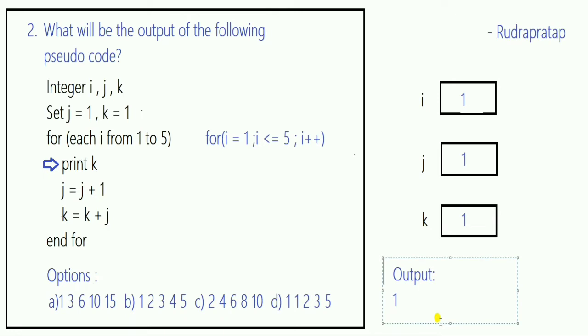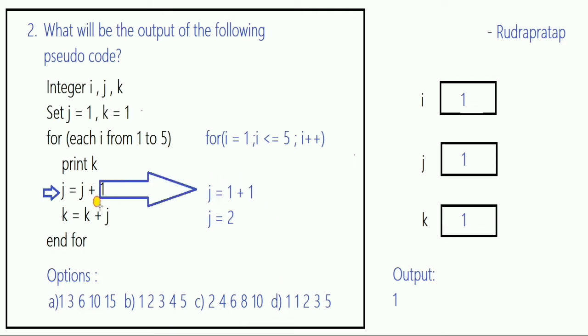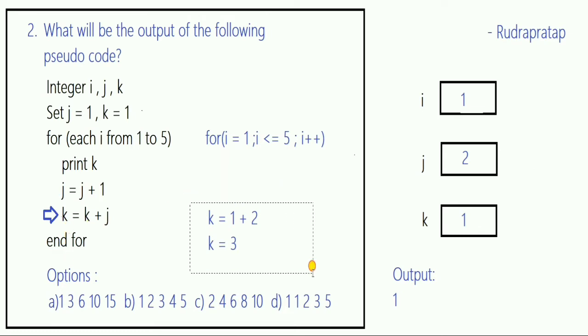So it will print 1, and after that we have j equal to j plus 1. The value of j is now 1, so 1 plus 1 is 2. And after that this 2 is assigned to the variable j. And after that we have k equal to k plus j. So k plus j, 1 plus 2, which is 3, and this 3 is assigned to the variable k. And after that it will iterate again.